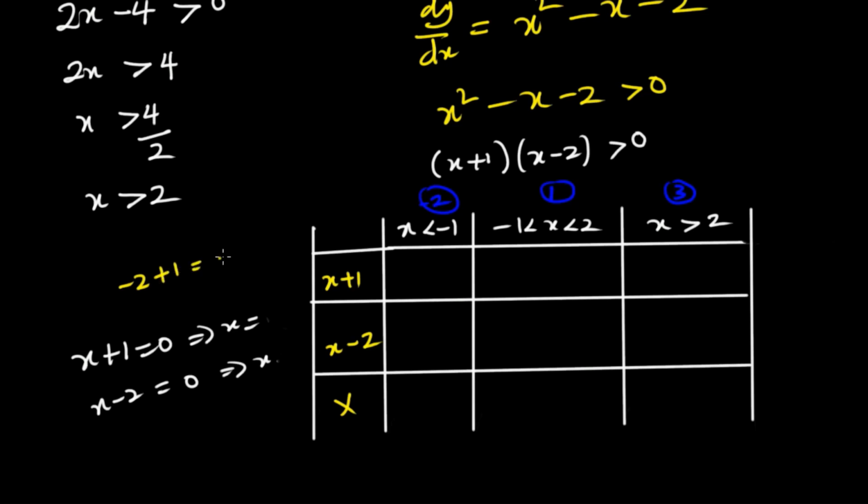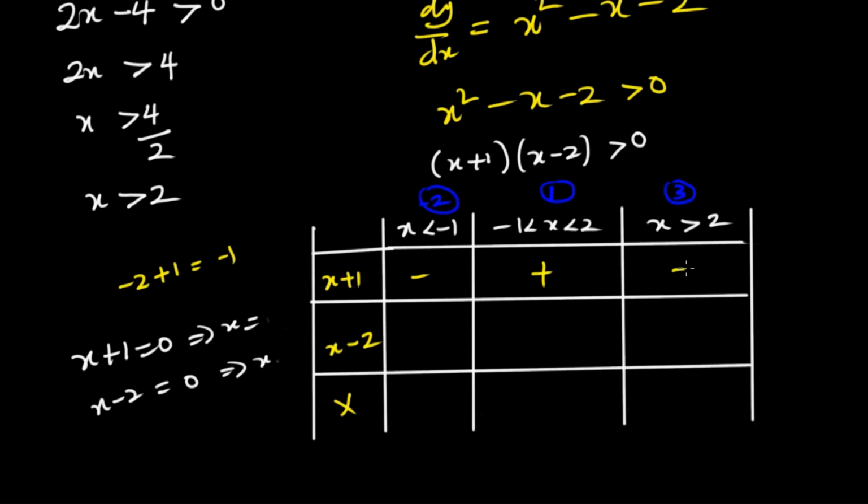So I have the answer to be -1. If the answer is negative, kindly put negative here. And here also, substitute 1 into this expression. I'm going to have 1 plus 3, which is 1 plus 1, which is 2. So the answer is positive. And also substitute 3 into this expression. 3 plus 1, that is 4.